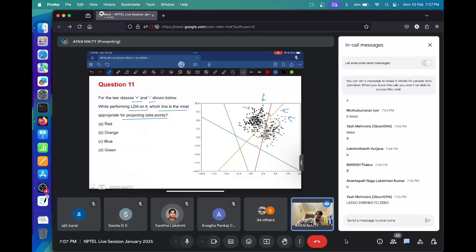LDA can also be used to do feature reduction, that is projecting the data points on some derived directions in order to reduce the dimension of the data points. Different straight lines are drawn here, of different colors. So you have to find out, while performing LDA on it, which line is the most appropriate for projecting the data points. Red, orange, blue, green, which line is the most appropriate?